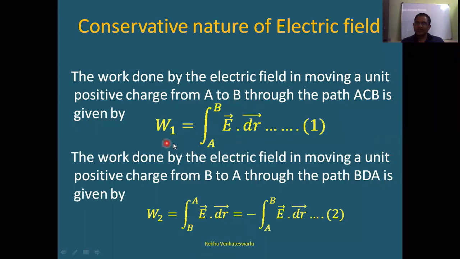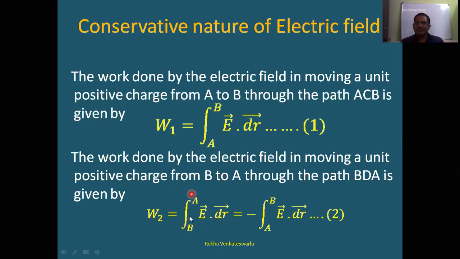The work done W1 equals integral A to B E bar dot dr bar. This is equation 1. Already I explained in the previous slide that integral A to B E bar dot dr bar is the work done in moving the unit positive charge from A to B. We represent it mathematically as integral A to B E bar dot dr bar. Clear? So this is W1. Now the work done in moving from B to A through the path BDA can be written as integral B to A E bar dot dr bar.